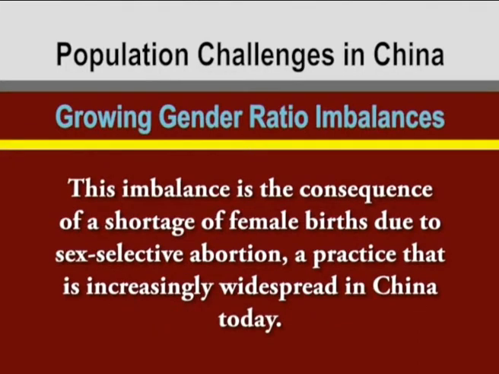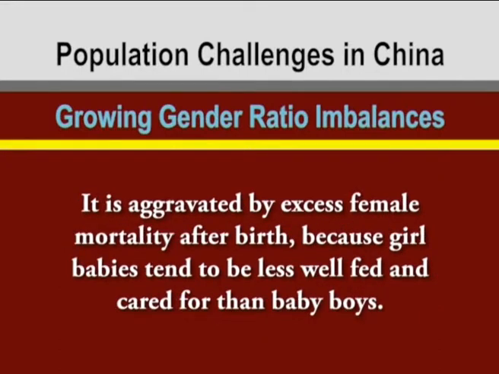This imbalance is the consequence of a shortage of female births due to sex-selective abortion, a practice that is increasingly widespread in China today. It is aggravated by excess female mortality after birth because girl babies tend to be less well fed and cared for than baby boys.